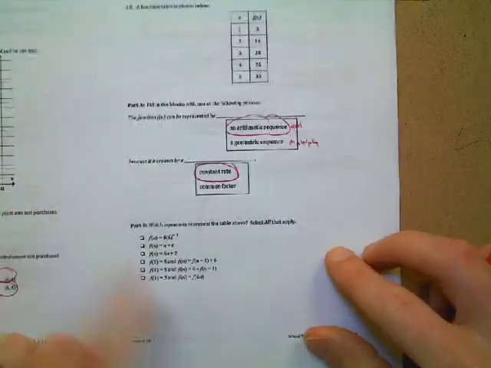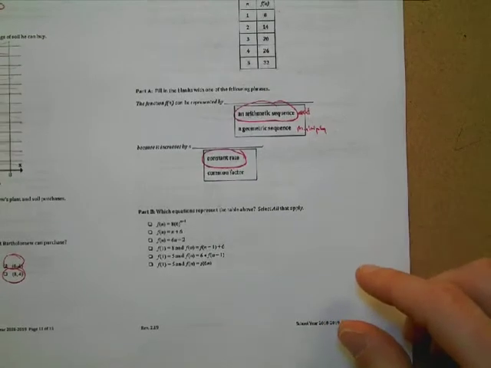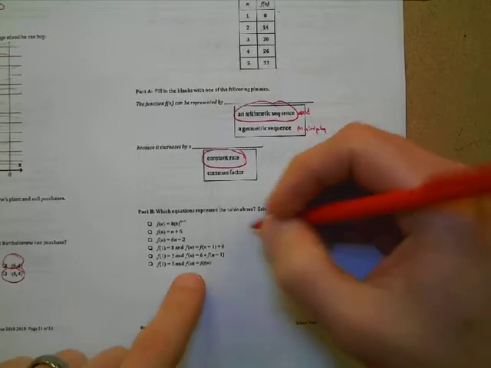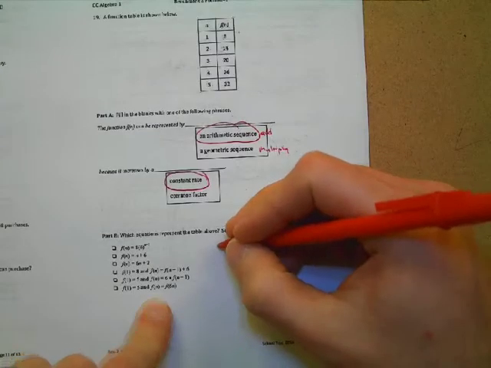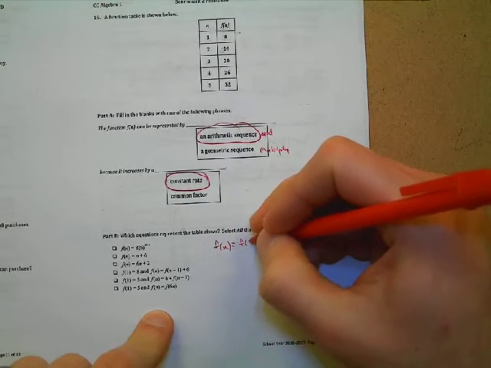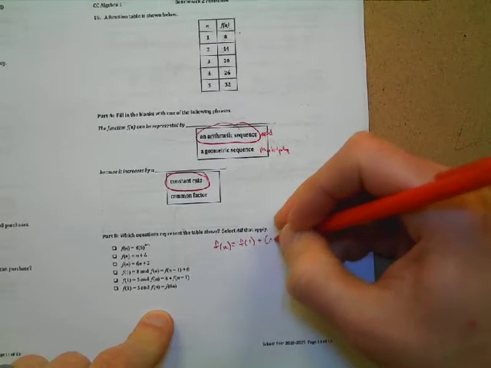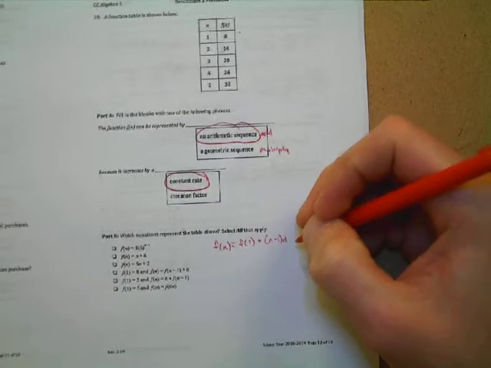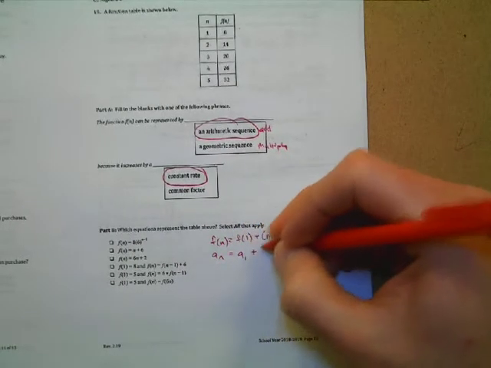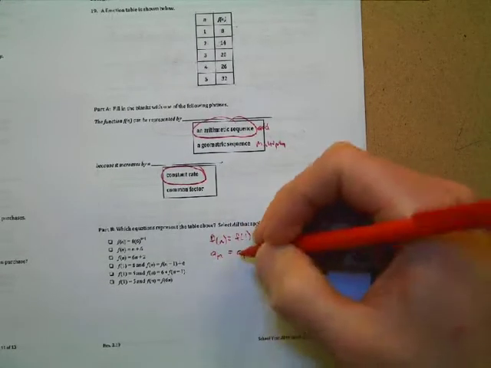Okay. All right, part B, which equations represent the table above? Select all that apply. So we're going to do a couple things here, right? First of all, since it's arithmetic, our arithmetic sequence formula is going to be f of n equals f of 1 plus n minus 1 times our common difference of d, right? This is like that formula you saw earlier where it's a sub n equals a sub 1 plus n minus 1 times d. It's very similar. It just uses function notation instead of the terms there.